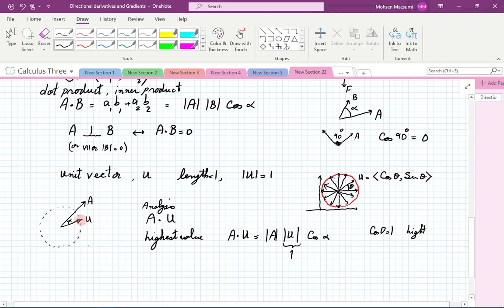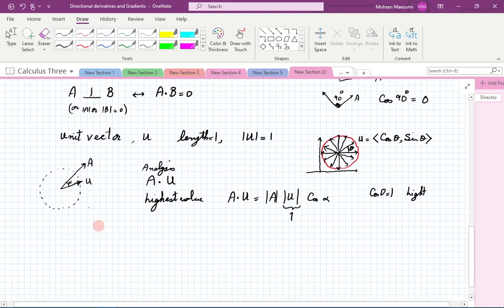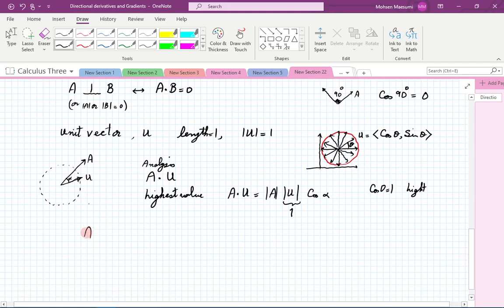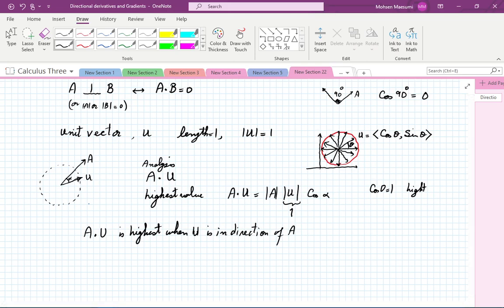That's the highest value it can have. So if U is right in the direction of A, we have the highest value. So let's write that down. A dot U is highest when U is in direction of A. Okay, so A was fixed, U is going around. When U lines up with A, we have the highest value. What's the lowest value that this can have?